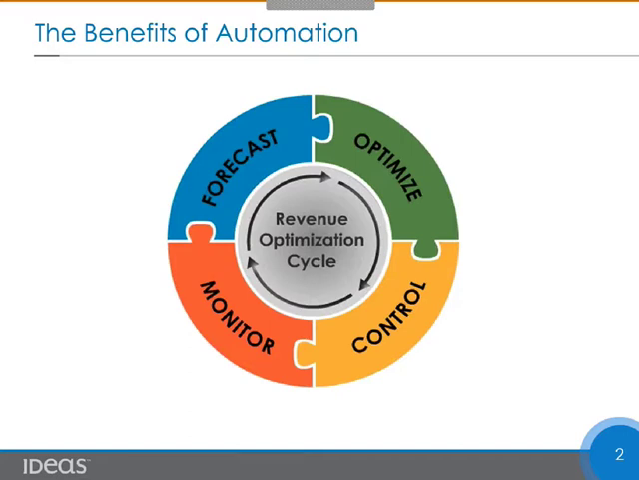As we have used the revenue optimization cycle throughout this course, let me visualize the benefits of a revenue management system based on the 4 stages of the ROC: the forecast, optimize, control, and monitor.